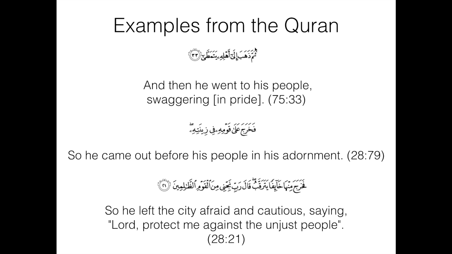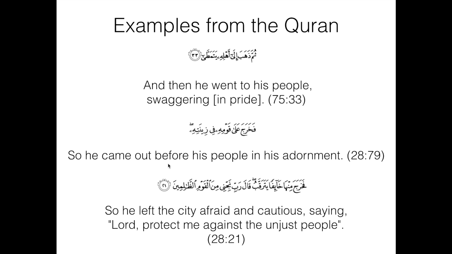Examples from the Quran of dhahaba and kharaja. So we took an example of dhahaba before, dhahaba ila al-masjidi. Let's take a look at this Quranic verse. ثم ذهب إلى أهله يتمطى. ثم ذهب, and then ذهب. Okay, so ثم means then. ذهب, he went. Over here we have kharaja. So ذهب and kharaja are repeated in the Quran in different places.